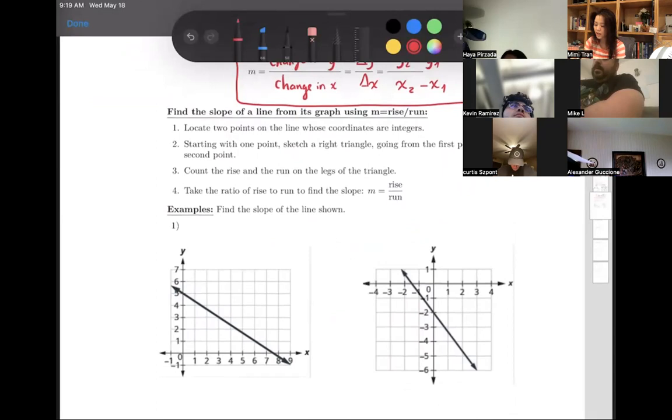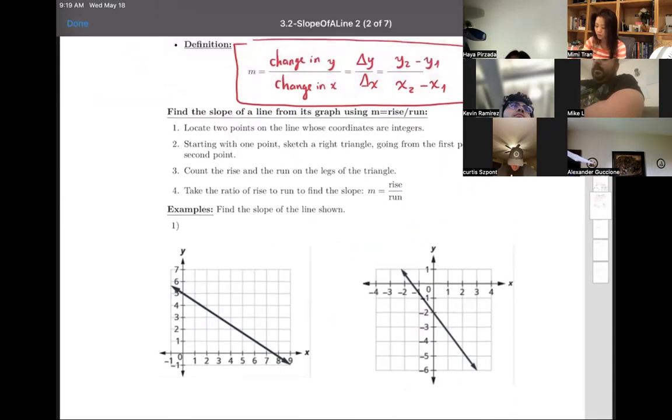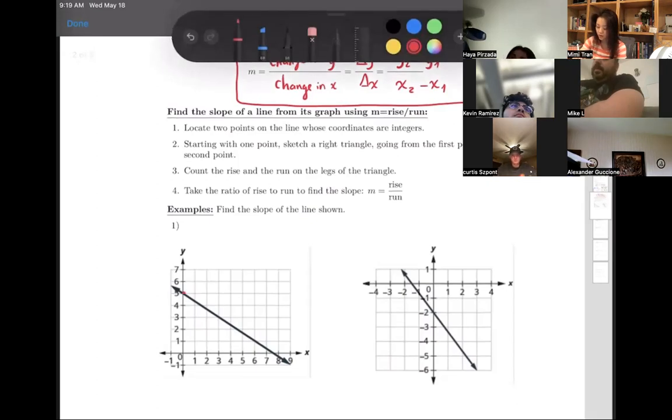Locate 2 points on the line whose coordinates are integers. So I'm going to pick this one right there. That's (0, 5), right? And maybe this one, that's (3, 3). Don't pick this one, don't pick like here or here. It's difficult to see what they are.